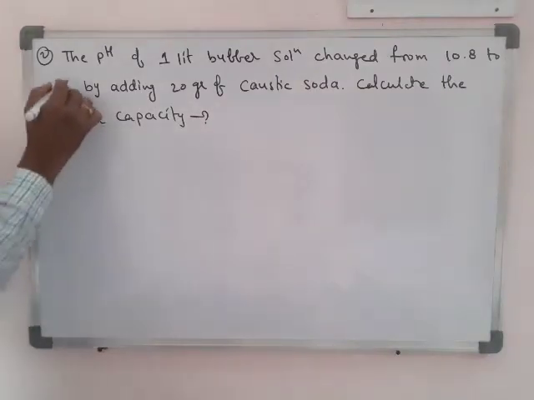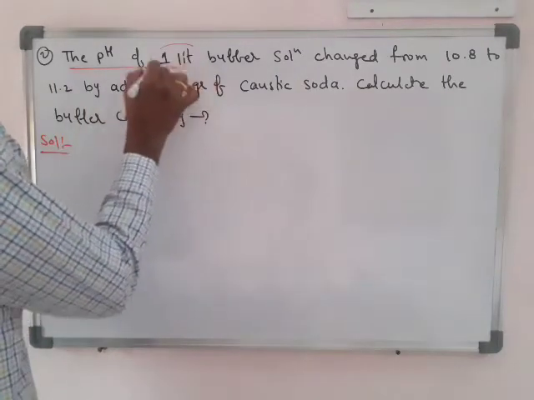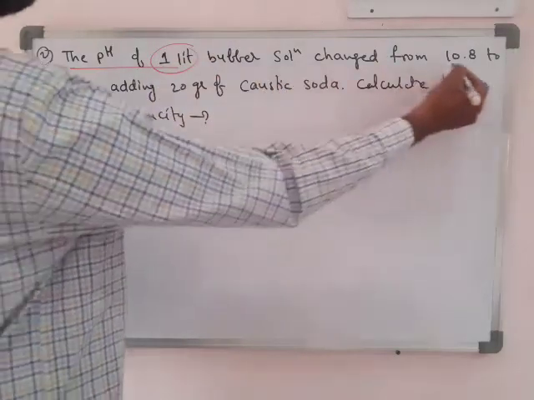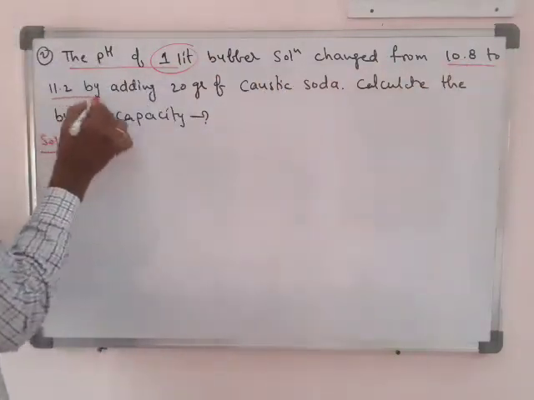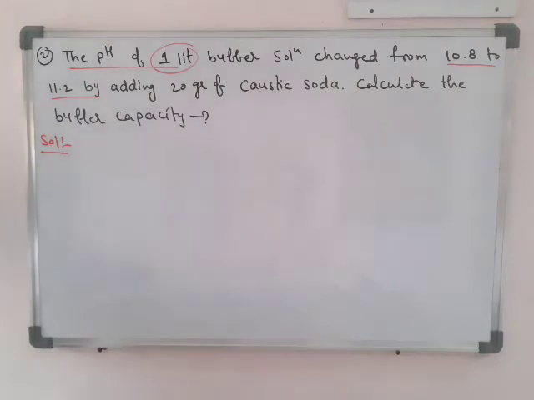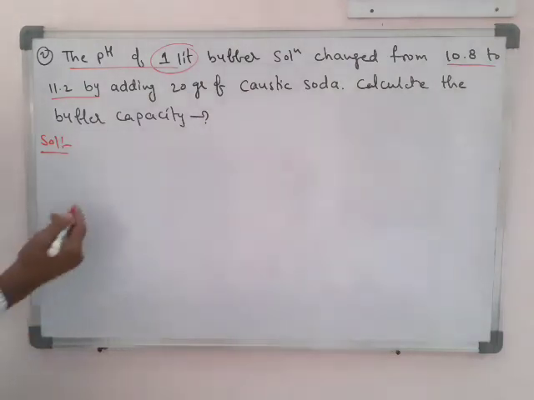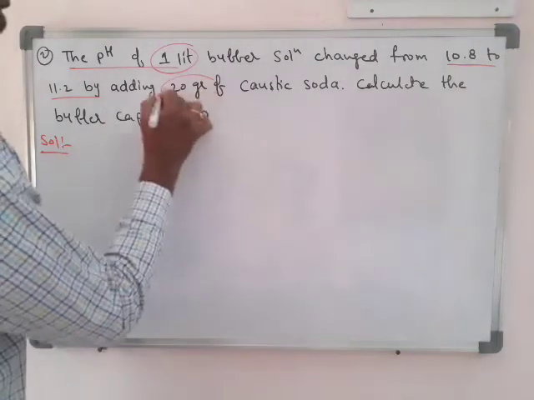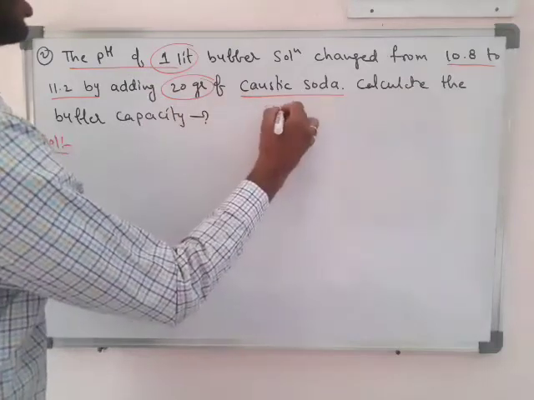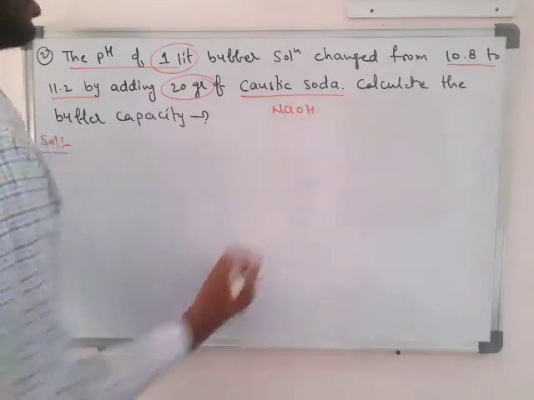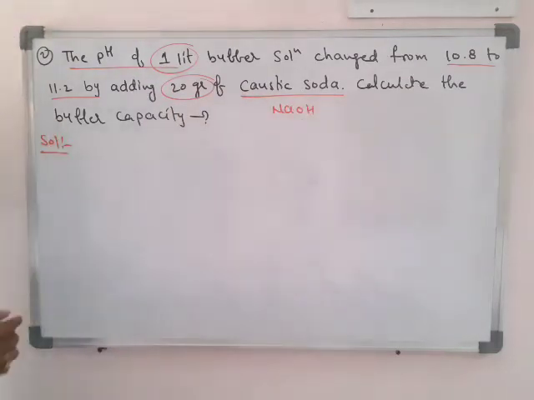Okay, see, he is given the pH of a 1 liter buffer solution changed from 10.8 to 11.2. Again there is a difference of 0.4 by adding 20 grams of caustic soda. Caustic soda, again this is sodium hydroxide. So calculate the buffer capacity.